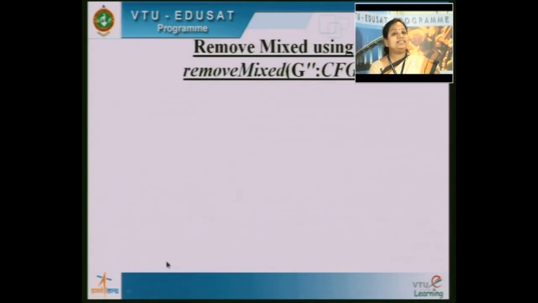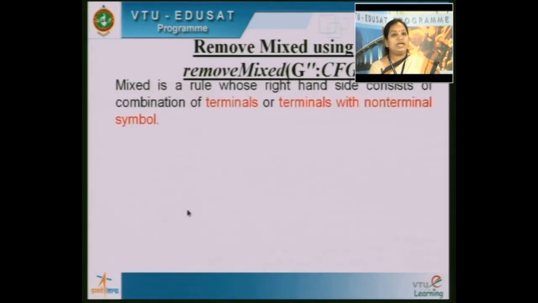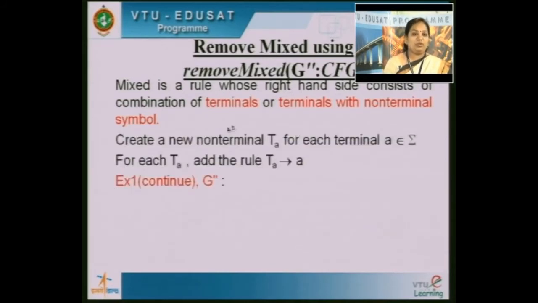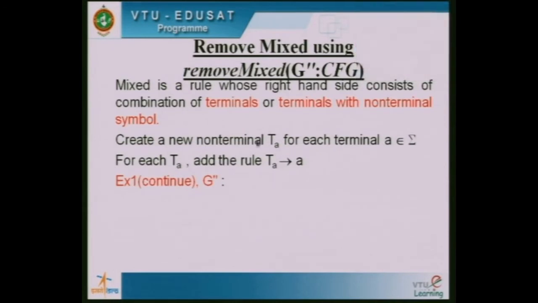Next, is this grammar mixed? If so, it must be eliminated. What do you mean by mixed productions? Mixed is a rule whose RHS consists of a combination of terminals, or terminals with non-terminal symbols. If so, then what to do? Create a new non-terminal TA for each terminal, and for each of these terminals add a rule TA tends to A. So let's see how it works.